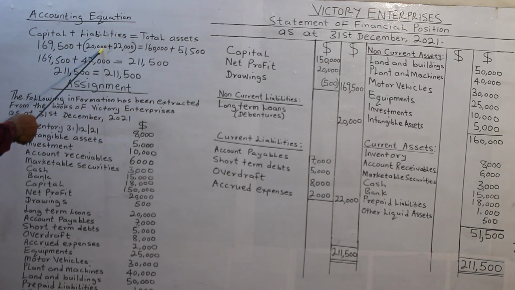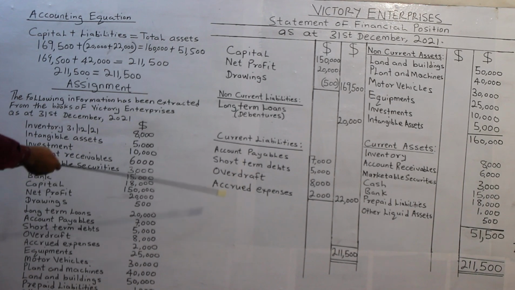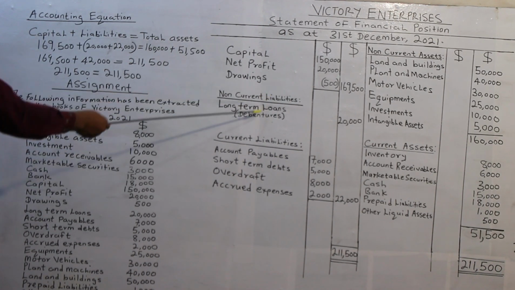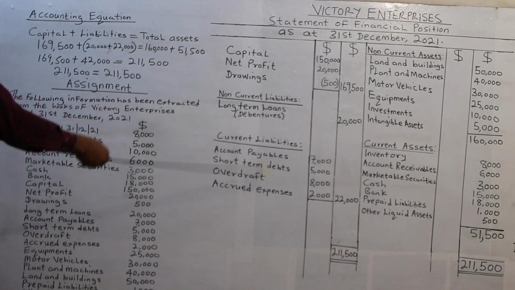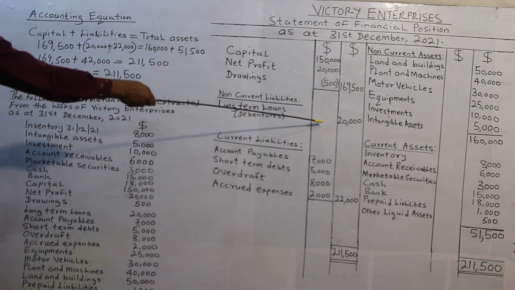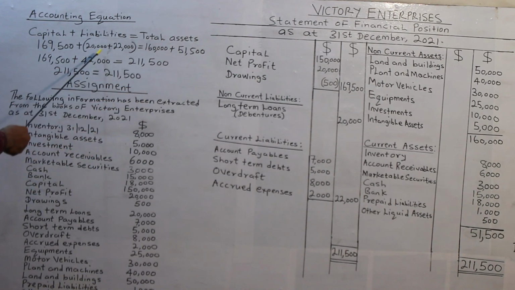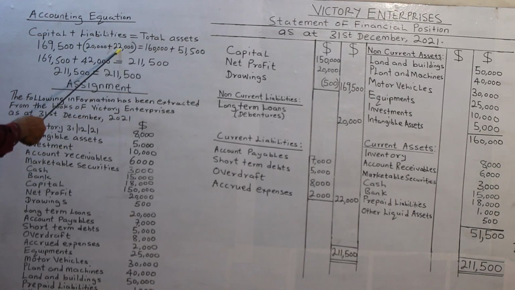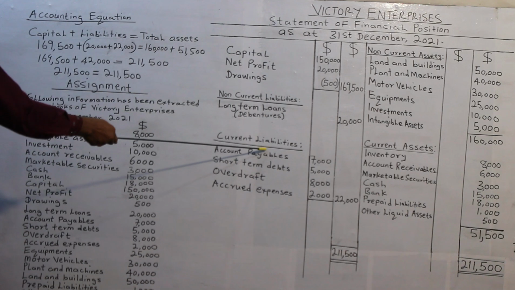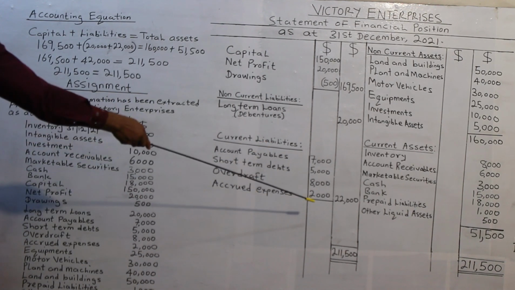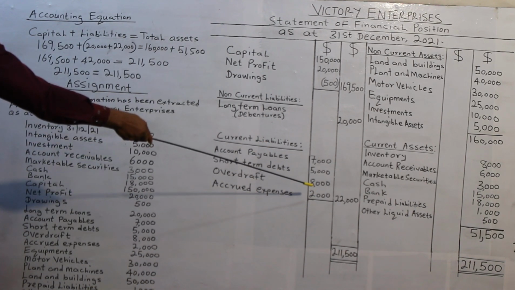Plus liabilities. When we talk about liabilities, we are talking about non-current liabilities plus current liabilities. Of course, the total of the non-current liabilities is 20,000. You can see it here. That is, the liabilities is 20,000 plus 22,000. 22,000 is the total of the current liabilities. If you watch it there, you see 22,000.